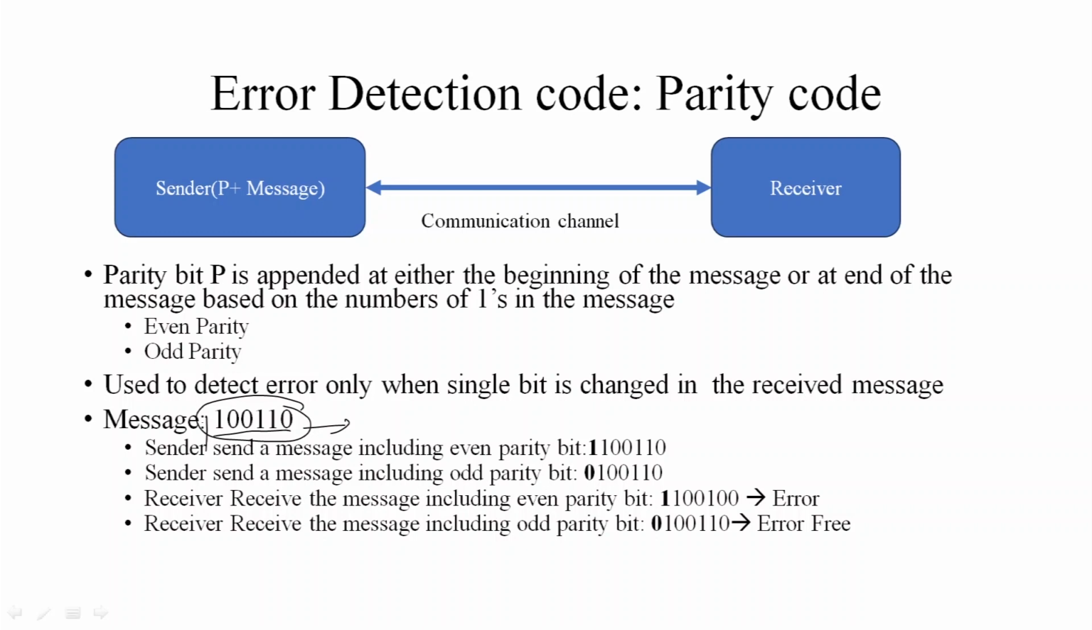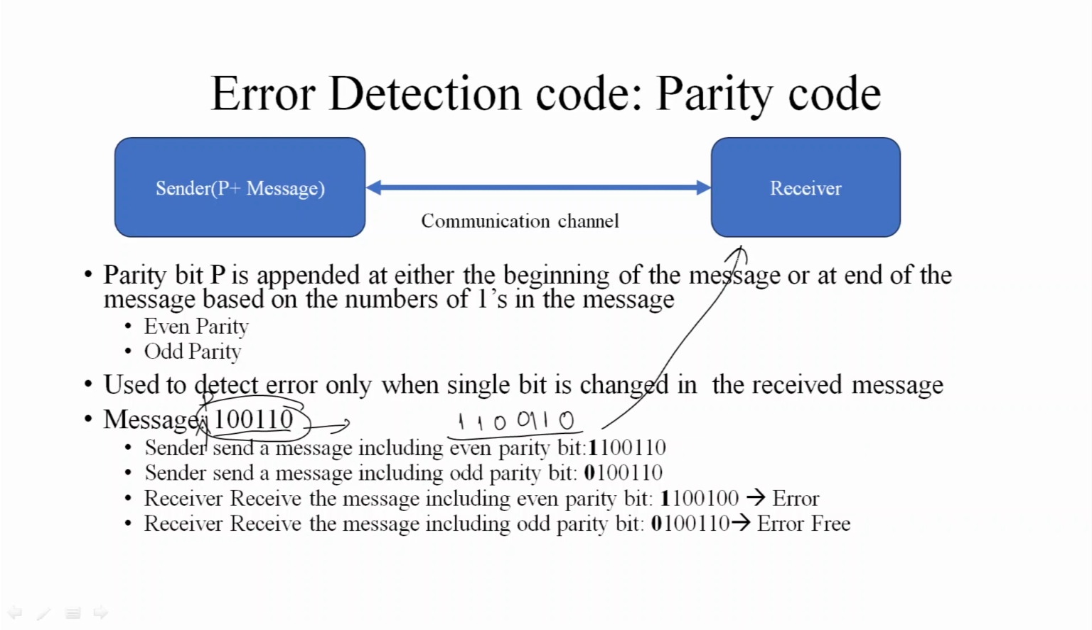Here, simply in this particular bit position, the parity bit is added. Since the number of ones in the message is odd, for making an even number of ones, the parity bit value is 1. The message 1 1 0 0 1 0 1 1 0 is simply sent to a receiver.